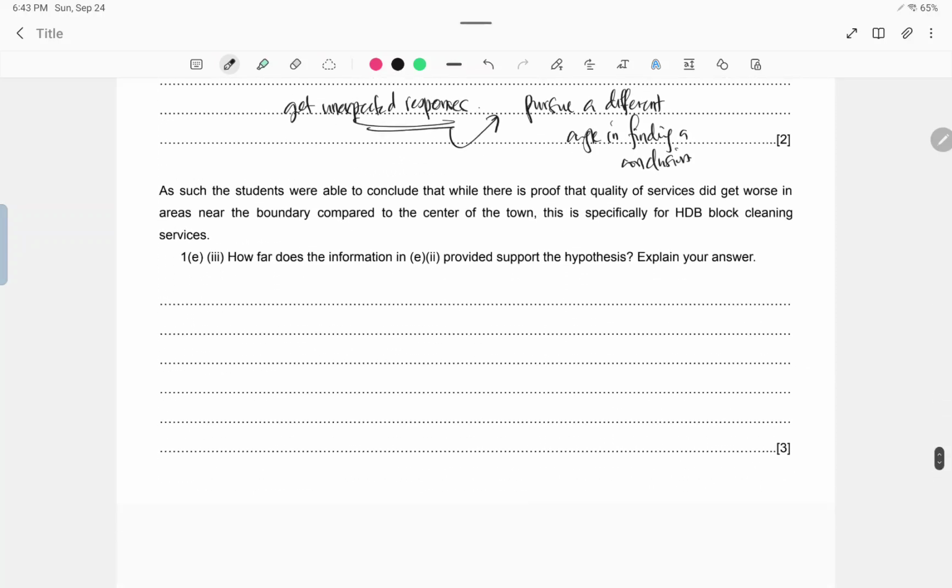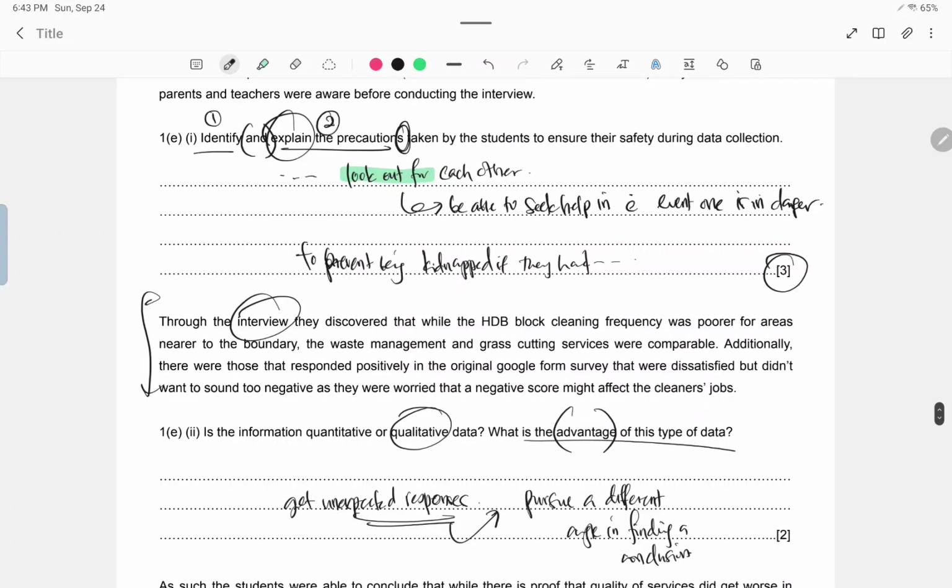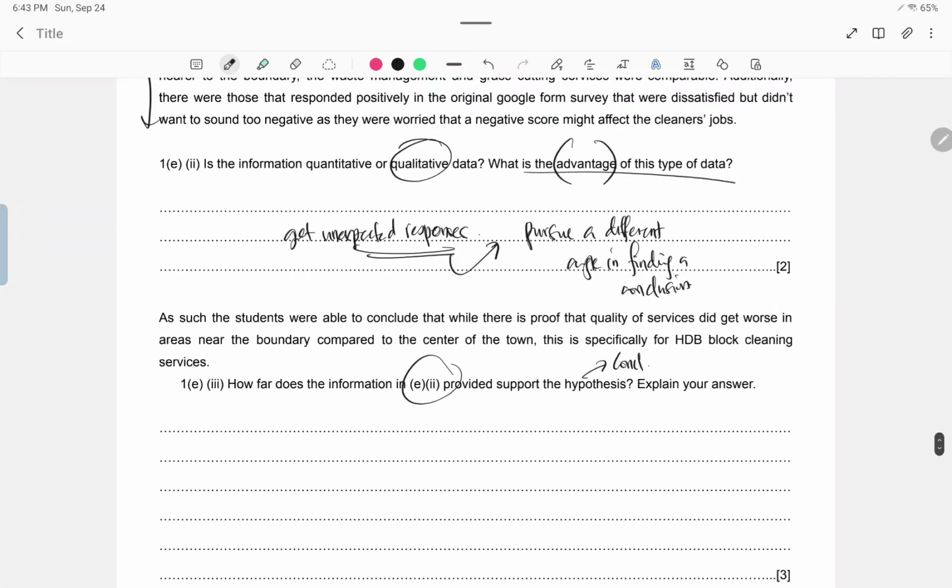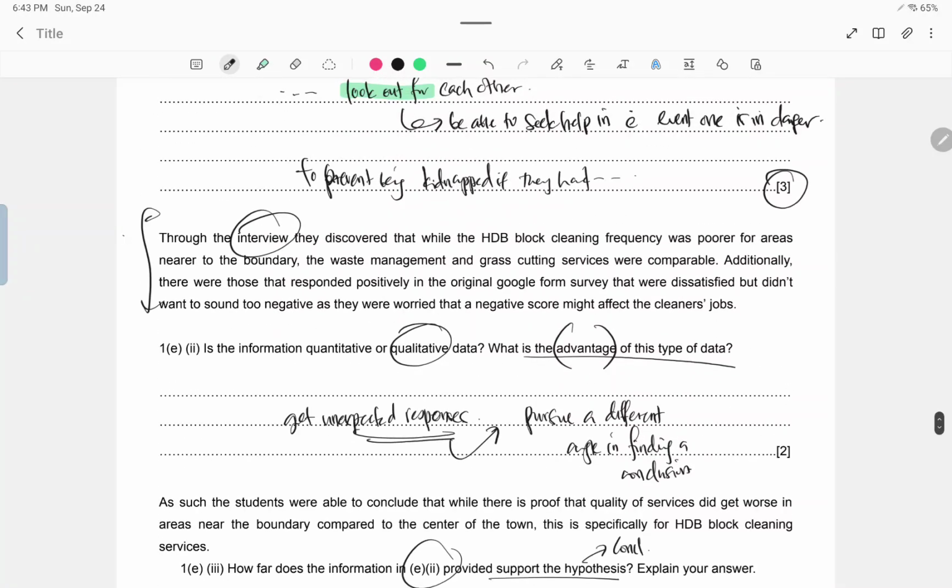Okay. Lastly, similarly, as I mentioned, this is a conclusion type hypothesis. The only difference is this is based on the story in part 2, which is here, and this is asking about qualitative data. So how do you conclude from it? So in this case, actually, same 3 things. Is it supported? Yes, it's supported. So point number 1, supported. Of course, you write a proper sentence, please. Okay. Then you can say what's the evidence? Because the cleaning block frequency was poorer in areas nearer to the boundary. This is the evidence, right? However, there's the anomaly where these 2 things were comparable.